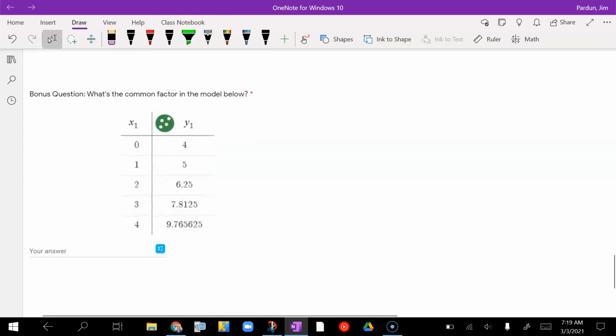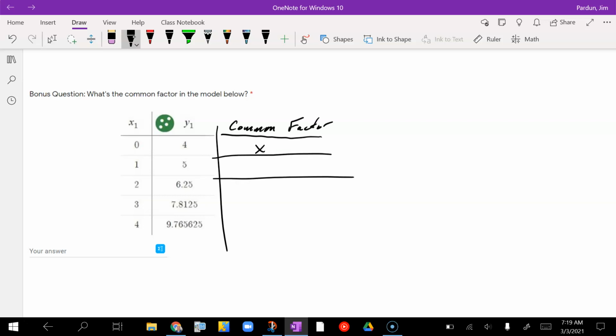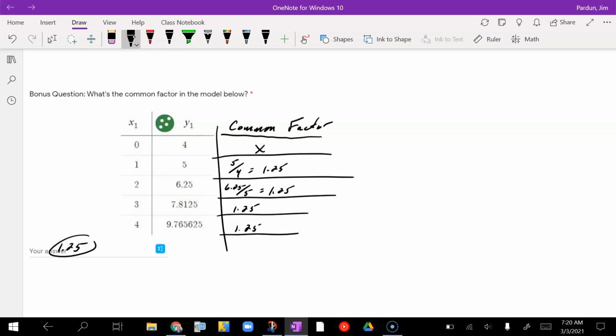All right, and then this bonus question, what is the common factor? So we know it's exponential because they're asking for a common factor. To find that common factor, I'm going to take the second output, 5, divided by the first. 5 divided by 4, that's 1.25. I'm going to take 6.25 divided by 5. That's 1.25. And you can see when I keep doing this, I'm going to get 1.25 the whole way. So then I know that the common factor is 1.25. And that's how you figure out these problems.